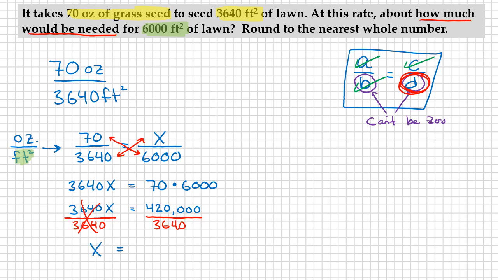And on the right-hand side, if you take 420,000 divided by 3,640 and put that into the calculator, you'll see on the screen 115.384615. At any point, please pause the video and verify this on your own or work along on your own.